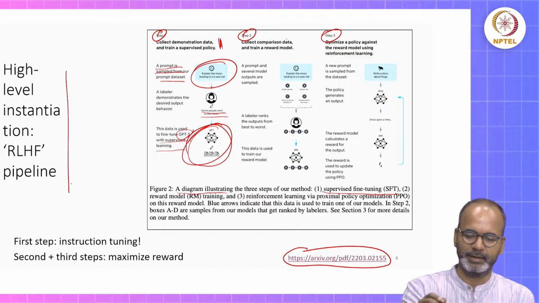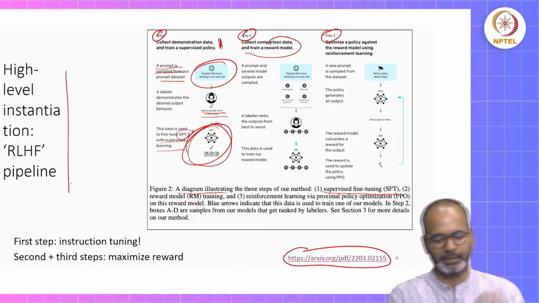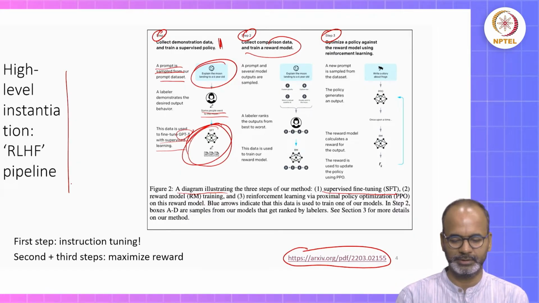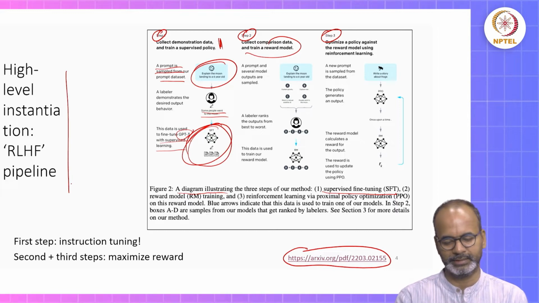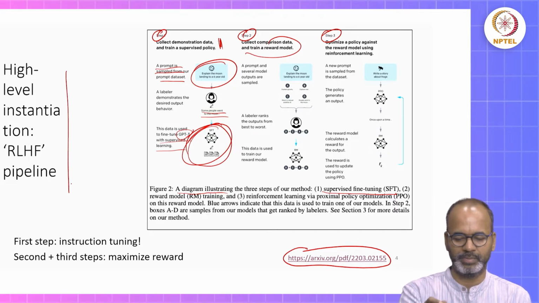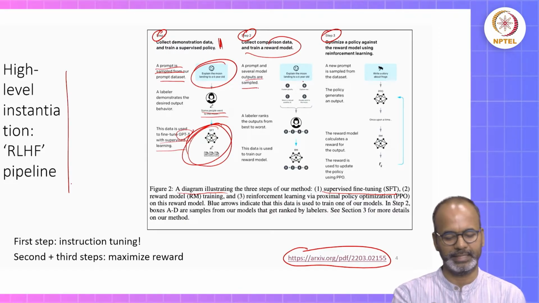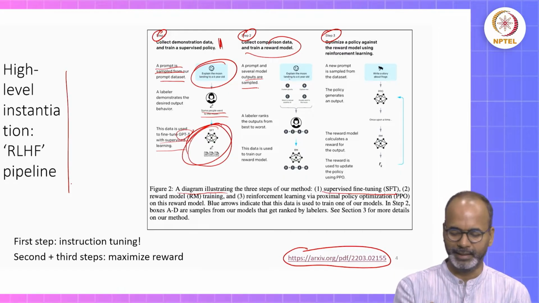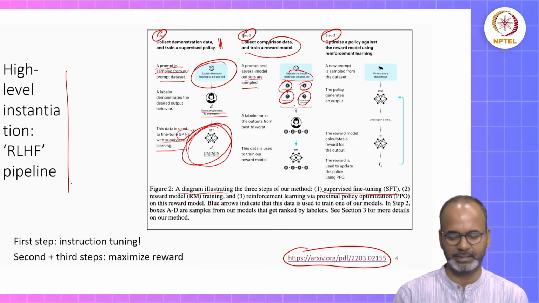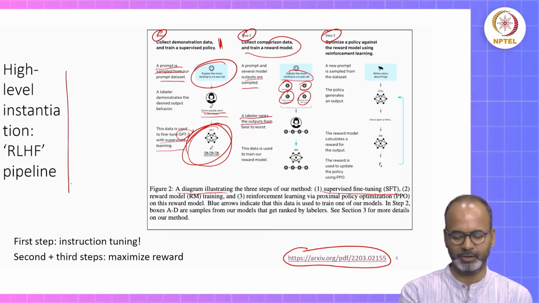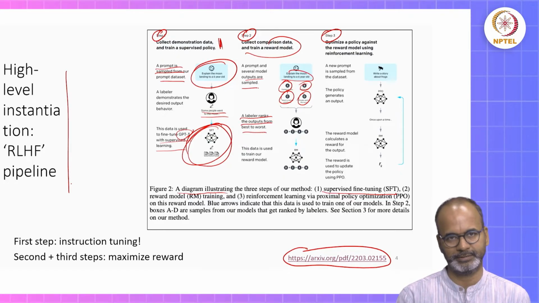Second is collect comparison data and train a reward model. Now that you have each sample being annotated by the user, we want to compare different samples and see how these samples compare to each other. A prompt and several model outputs are sampled, and the same prompt: explain the moon landing to a 6-year-old. There are different responses that are taken. A labeler ranks the outputs from best to worst.